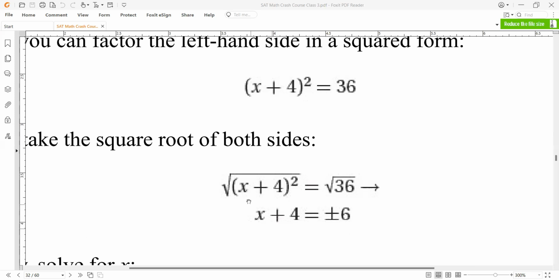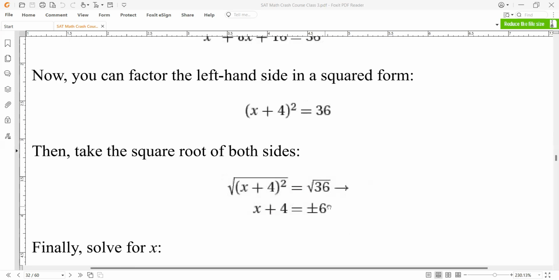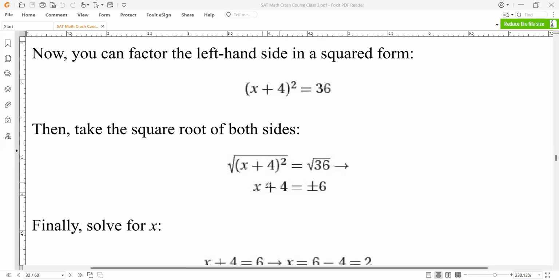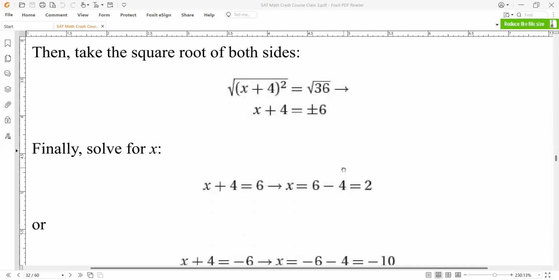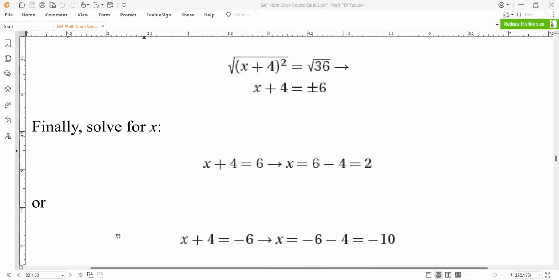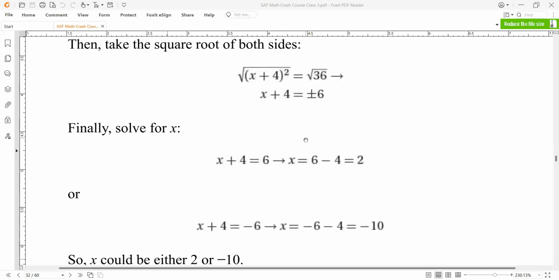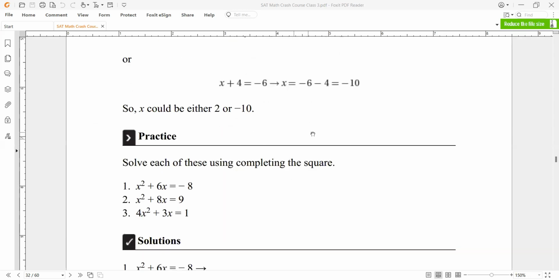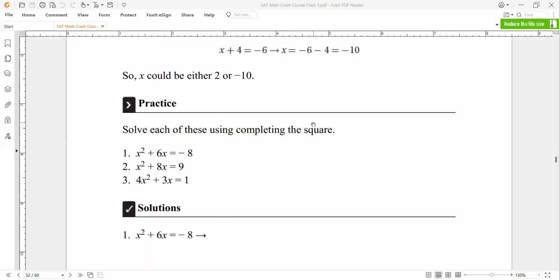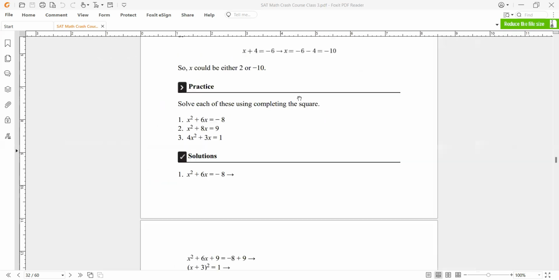So this is the thing: x plus 4 equals plus minus 6, and solve it separately. Case 1 is x plus 4 equals plus 6. And case 2 is x plus 4 equals negative 6. Case 1 and case 2. Things will become more transparent when you are solving with your own hands. When you solve these problems with your own hands, things will get really much easier.